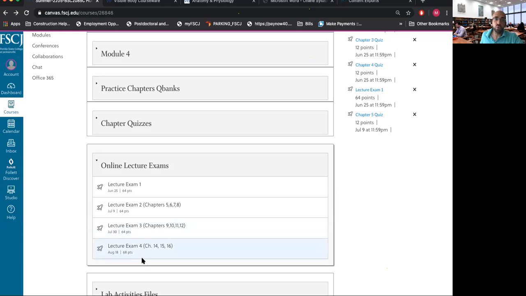The best approach is for you to complete the chapter quiz after we're done with the discussion of the specific chapter. Today, for example, we're going to be discussing chapter 1. The best thing is to go and get the chapter 1 quiz completed. Whenever we're done with chapter 4, you go and complete the chapter 4 quiz and so on. So don't wait until the due date, because you won't have access to those lecture exams and lab exams after the due date.